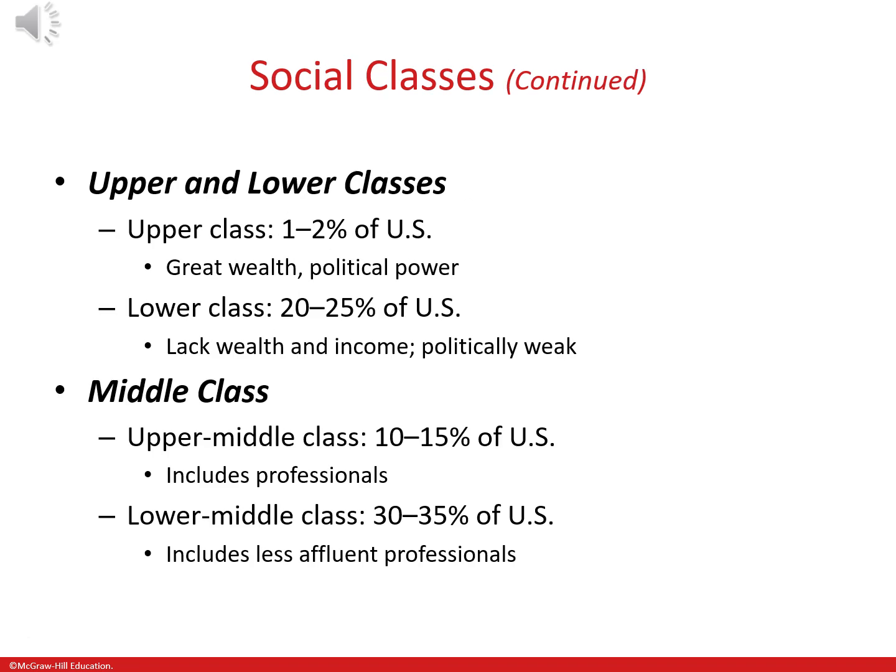We have the upper and lower classes. The upper class is the top 1 to 2% of the U.S., and the lower class comprises about 20 to 25% of the people. The top upper class owns more than half of the U.S., and also about 80% of the world. The middle class has an upper middle class and a lower middle class. The upper middle class is about 10 to 15%, while the lower middle class is 30 to 35%. The upper class has a lot of money and power, and the lower class are people who lack income and are politically weak. The upper middle class includes professionals, doctors, and lawyers, and the lower middle class includes less affluent professionals, like professors.